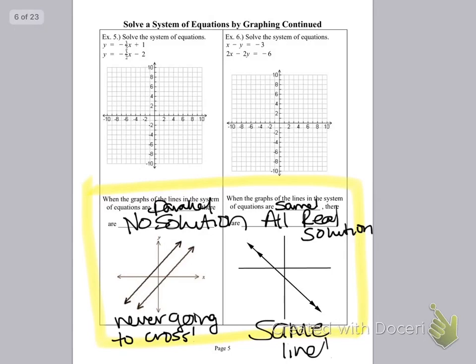Okay, so let's go back up to the top and look at 5 and 6 to see what kind of solutions we're going to get. If we look at number 5 and we graph this first equation, we start at positive 1, and our slope is negative 3 over 2, so I'm going to go down 3 over 2. Okay, so here's this line.